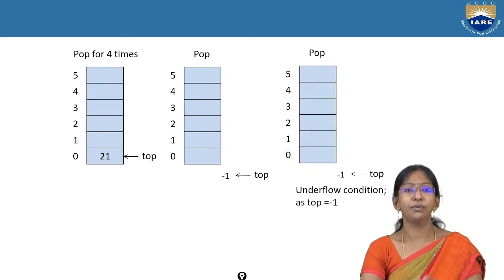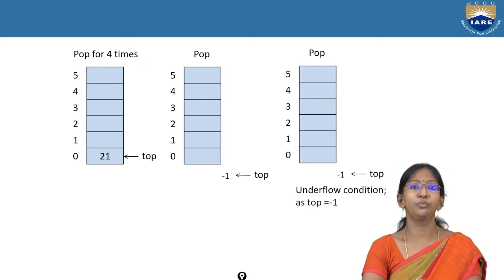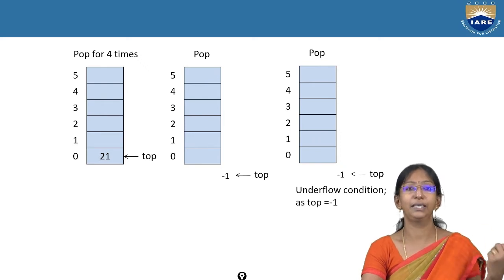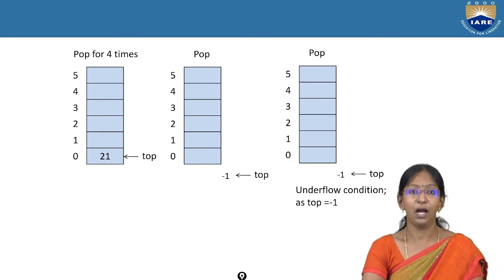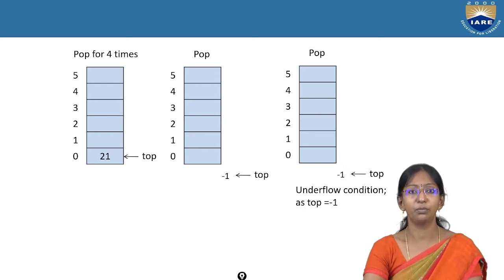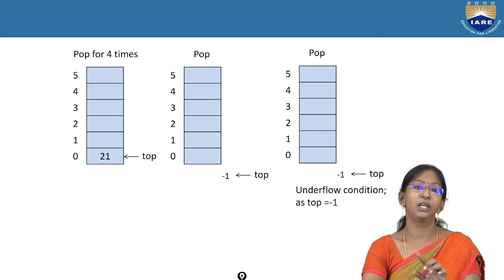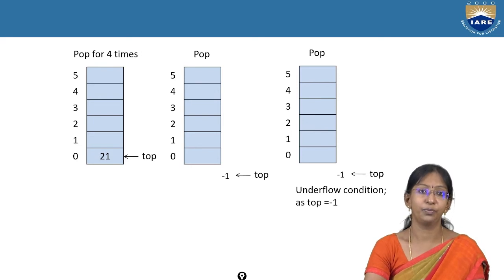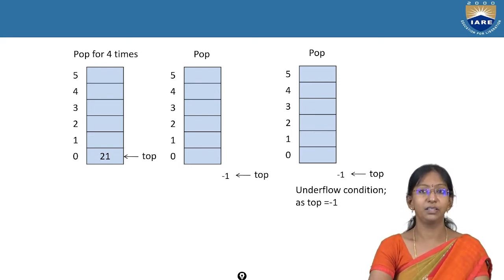Why? Because from an empty bag, how can you pick an element? It is an out of the box question, right? So it is an empty stack. When you try to perform a pop operation on it, it will show underflow condition, right? So these are the two basic conditions.